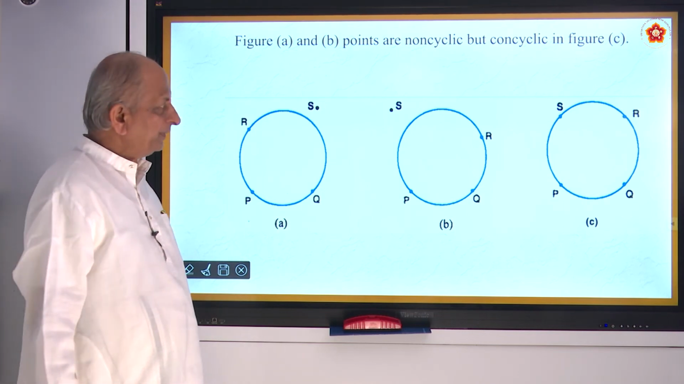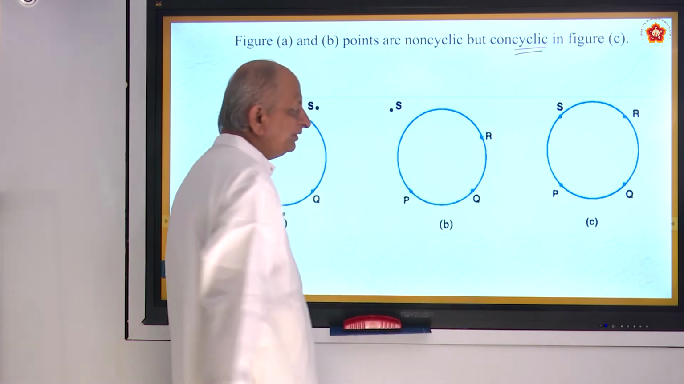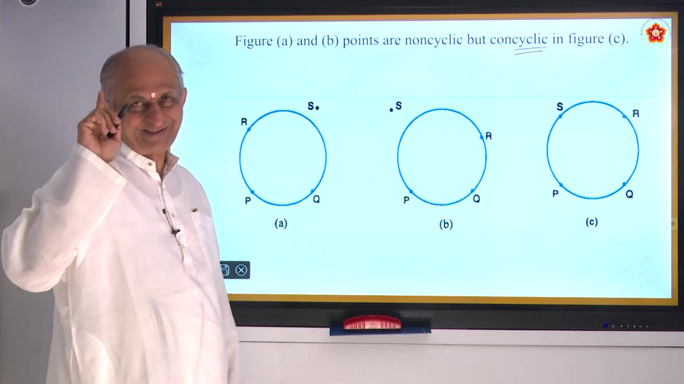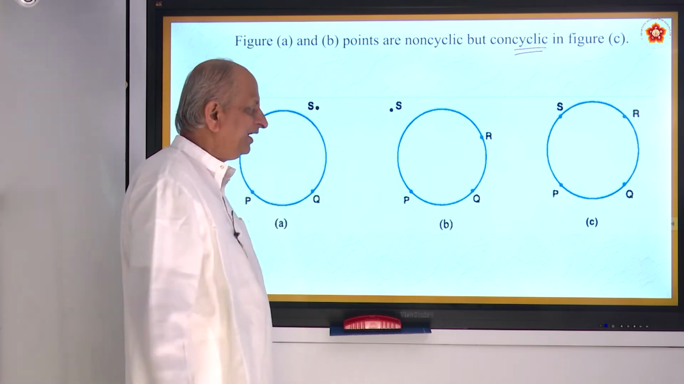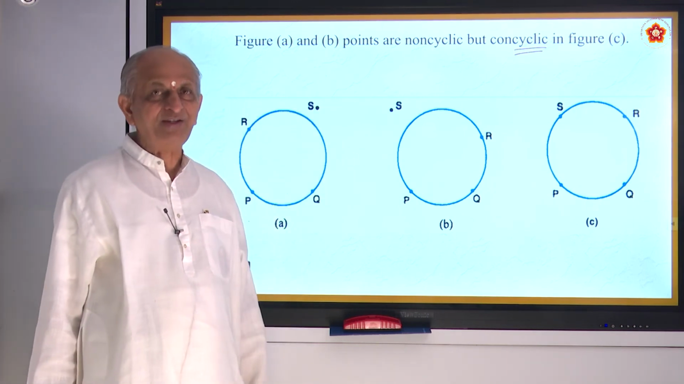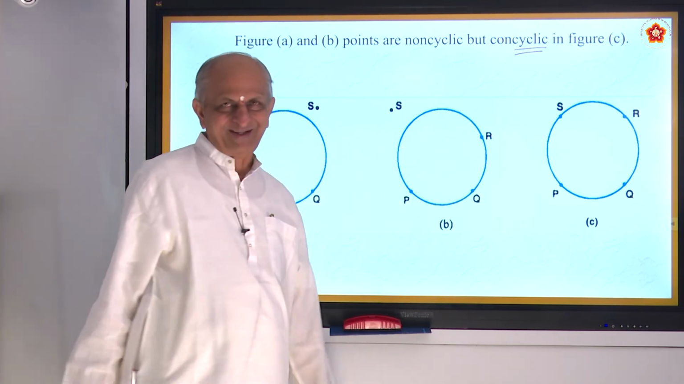Following? So, everything, the word cyclic comes there. Cyclic means what? Lying on the same circle. Here are the points which lie outside the circle. Therefore, they are called non-cyclic. And that is called concyclic.